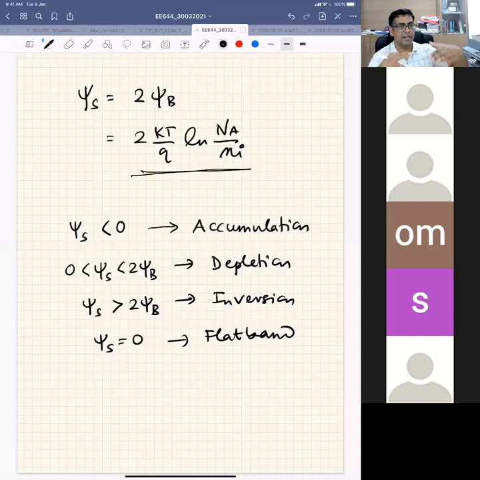So I have accumulation, when your surface potential is less than 0; depletion, when the surface potential is between 0 and 2 psi b, and psi b is kT by q ln Na by Ni. So psi b depends on the doping of the p-type substrate. Inversion is when your psi s is more than 2 psi b. And flat band condition is when psi s is 0, there are no charges in the silicon, no potential. So these are the 4 important things. If you understand this, then we could go ahead.